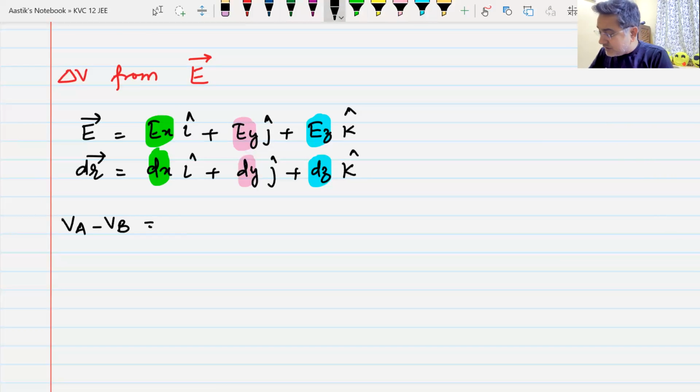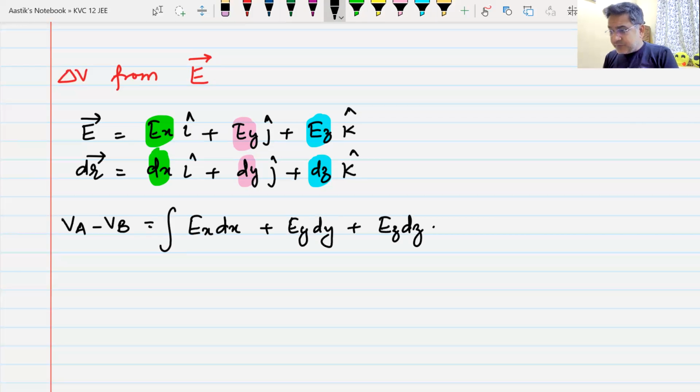So basically what you have to integrate is the integral of Ex dx plus Ey dy plus Ez dz. Do we understand this? Yes, sir. This can be applied whether the electric field is uniform or non-uniform. It can apply for any type of electric field anywhere in the universe.